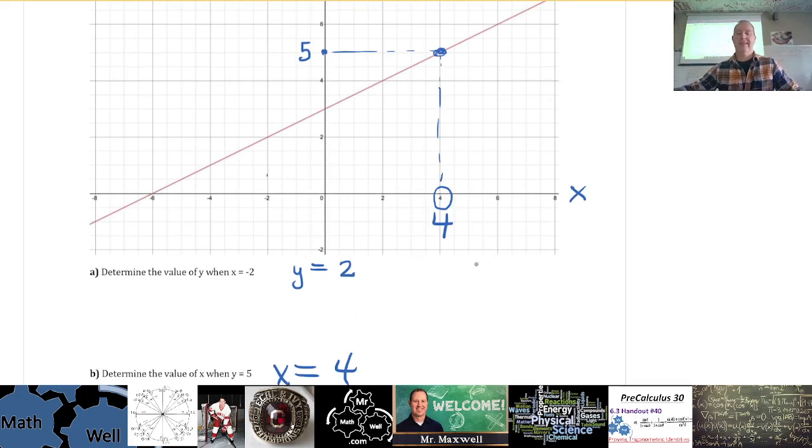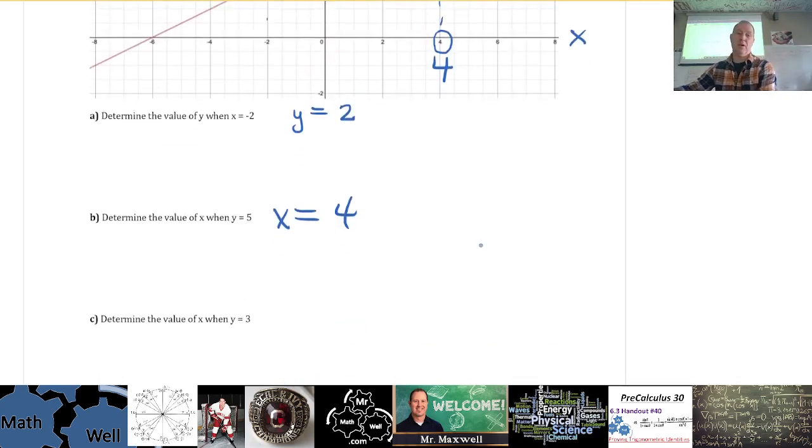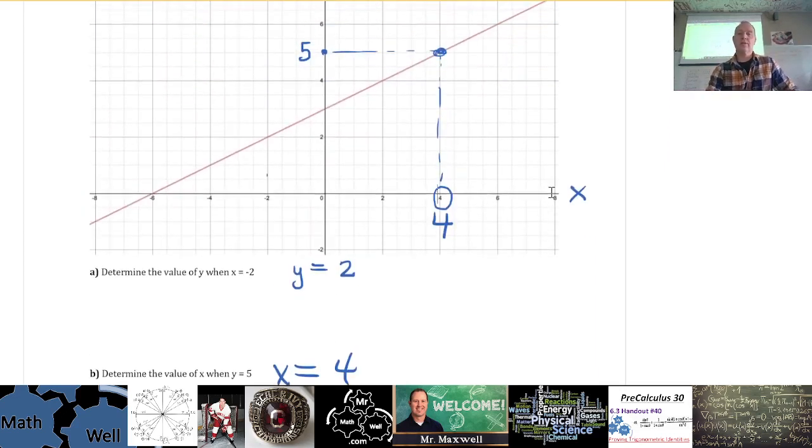Okay. That's pretty easy. What about determine the value of x when y equals 3? When y equals 3, what's the value of x? Well, y equals 3 is right here. Where do we have to go to get to the graph? Well, nowhere. The graph is right there. So what's the value of x when y equals 3? Yeah, it's 0, see? You drop straight down and you run into x equals 0.